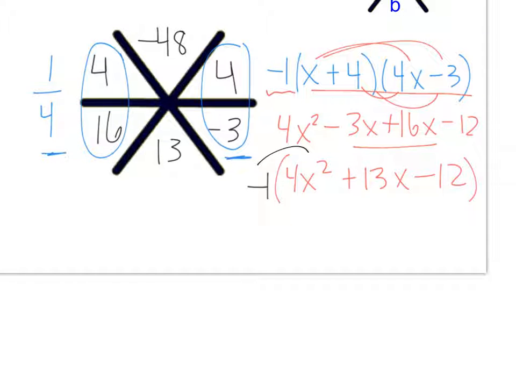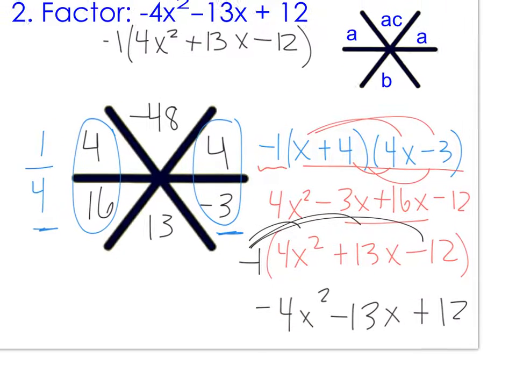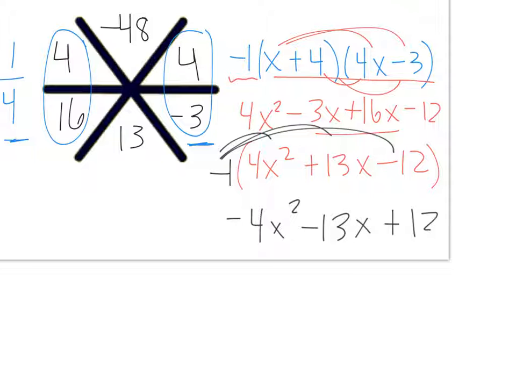And negative 1 times 4x squared is negative 4x squared. Negative 1 times 13x is negative 13x. Negative 1 times negative 12 is a plus 12. So let's look back up at the top here. Is that what I started with? Negative 4x squared plus 13x plus 12 is right. So we know that this is our final answer.